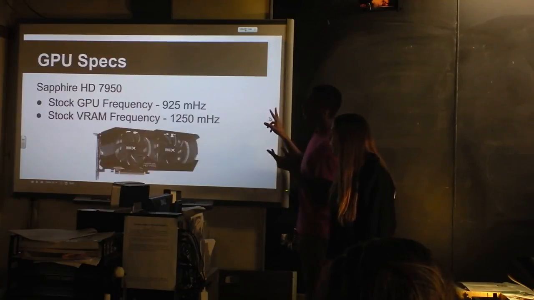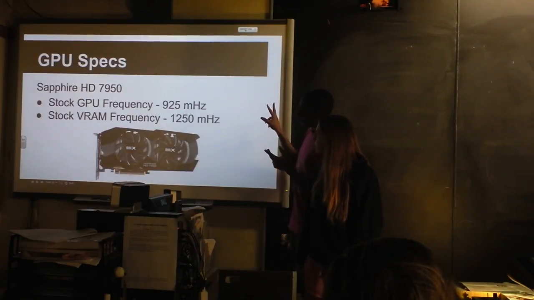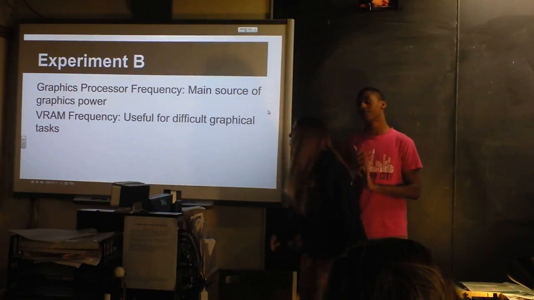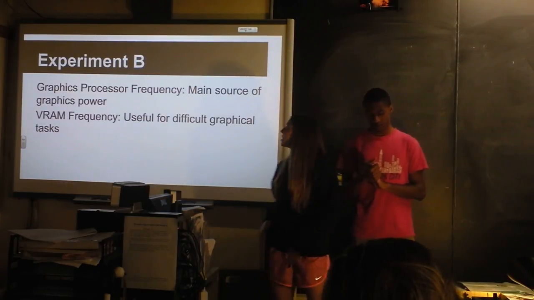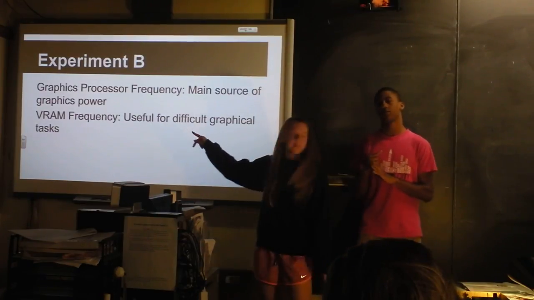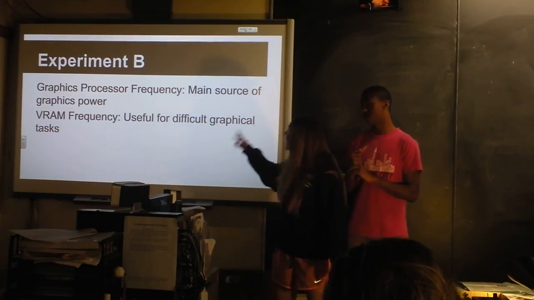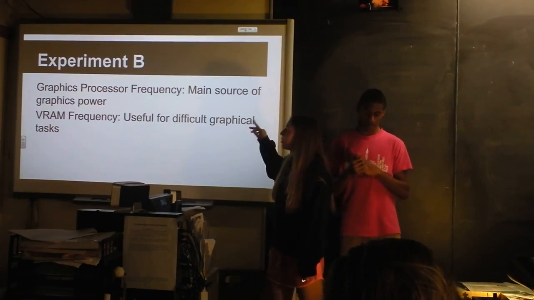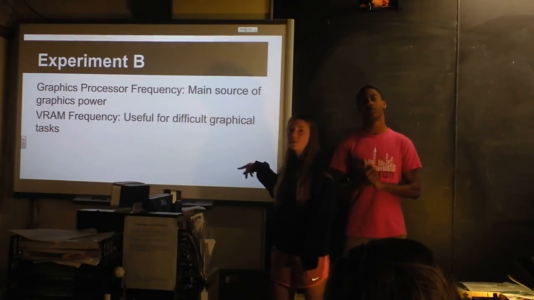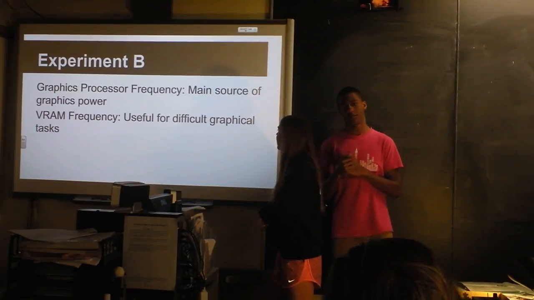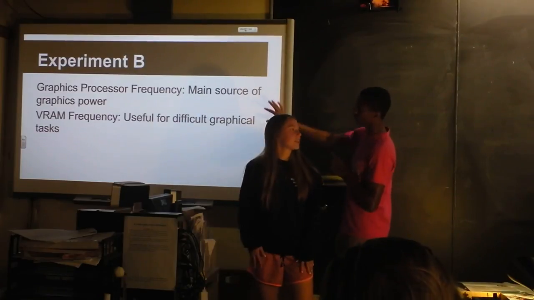And then we did the graphics card, and that's experiment B. Okay, and so there are two ways this happens. So there's a graphics processor frequency and the, is it VRAM? Yeah. Frequency, and so when it's just doing regular things, it uses the graphics processor frequency, and the VRAM is only brought in for something that's really stressful for the graphics card and difficult to do.